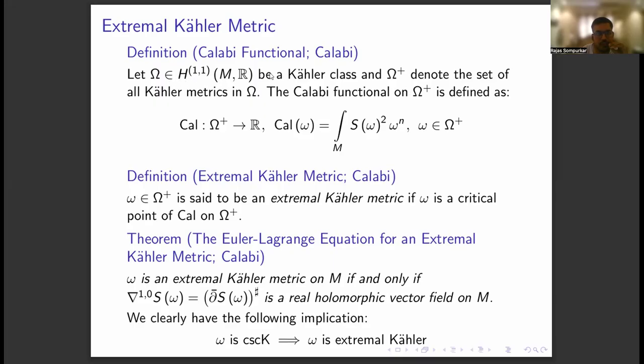We are fixing a Kähler class on the manifold M, and then we take the set of all Kähler forms belonging to the Kähler class. Then we define this capital Cal from omega, in this way. So this is the L2 norm square of the scalar curvature of the metric omega. This is the Calabi functional. And then Calabi suggested looking at the critical points of this functional belonging to the fixed Kähler class. The critical points of this functional are called extremal Kähler metrics.